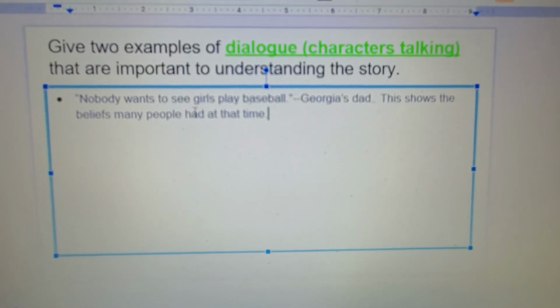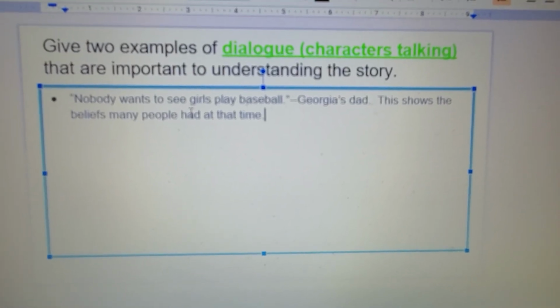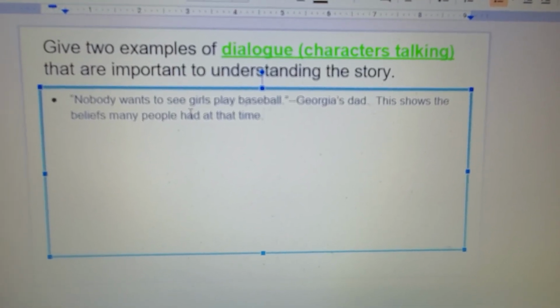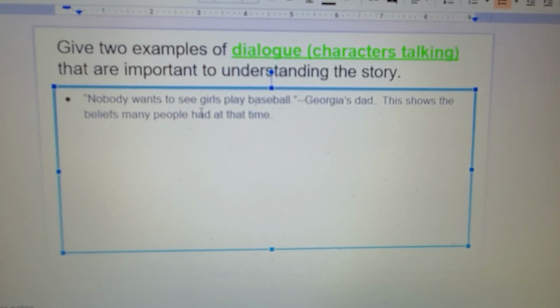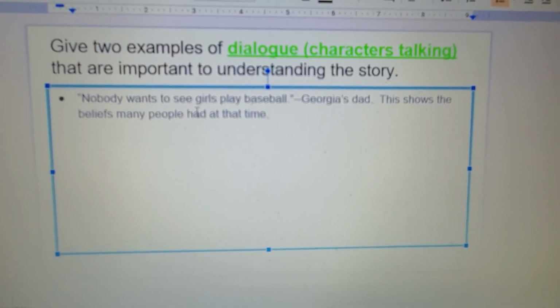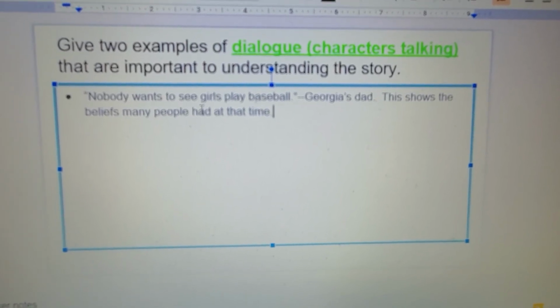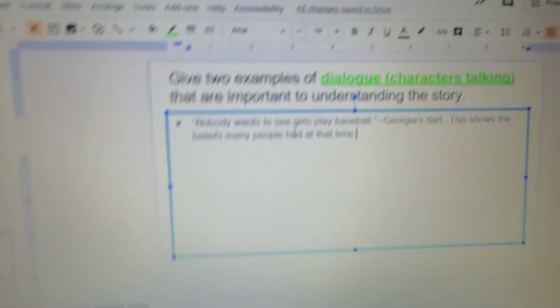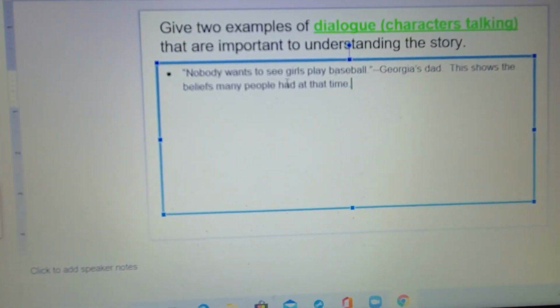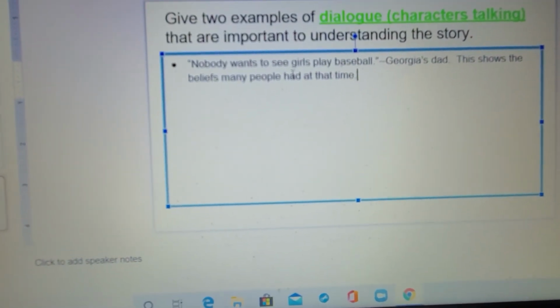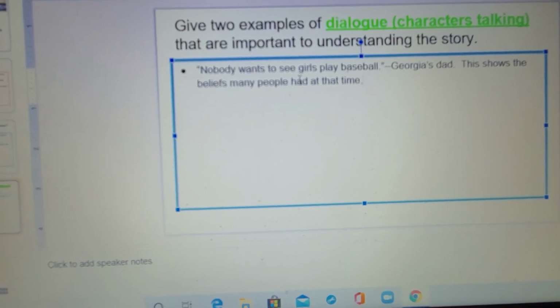You pick a quote or a dialogue that shows something relevant to the story or the setting, not just any dialogue. It has to make sense. It has to really give an idea of what was happening during this time. So this was a longer video, but I want you to have a reference point. I will post this example with the assignment so you can see what it looks like.